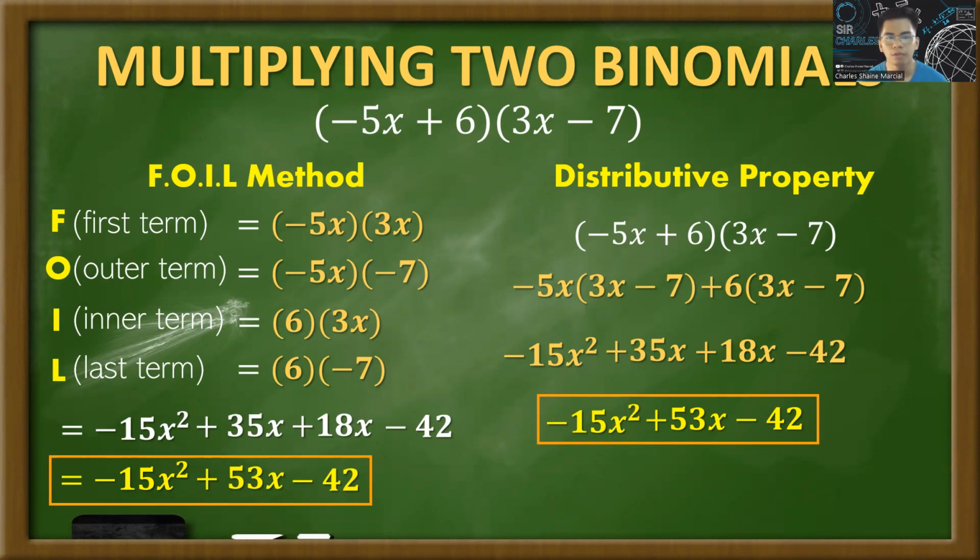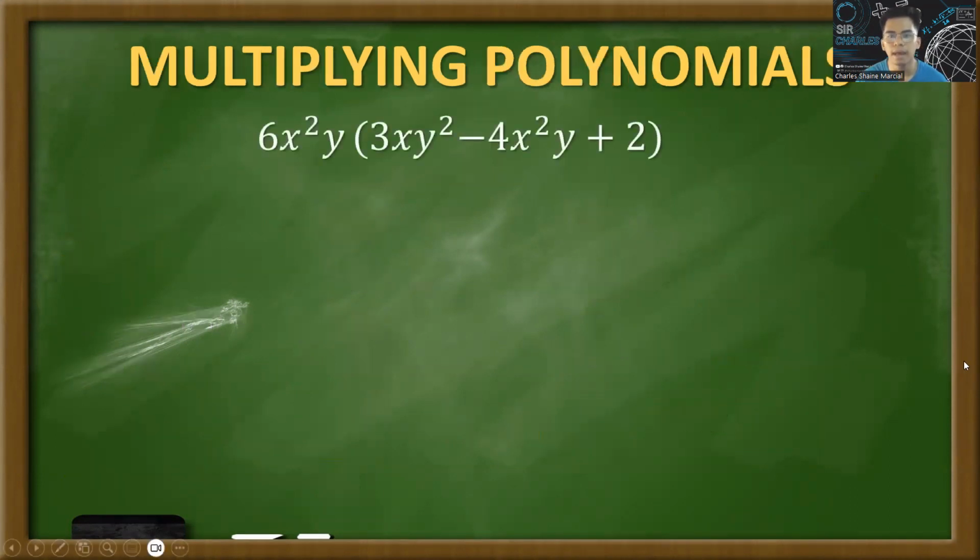So that's how FOIL method and distributive property works. So sana nakuha nyo yung process so you can easily multiply two binomials. Now let's have another example here for multiplying polynomials. So ito na yung two or more terms. So using the distributive property, ang gagawin lang po natin is i-multiply natin si 6x squared y sa lahat ng term dito sa second expression.